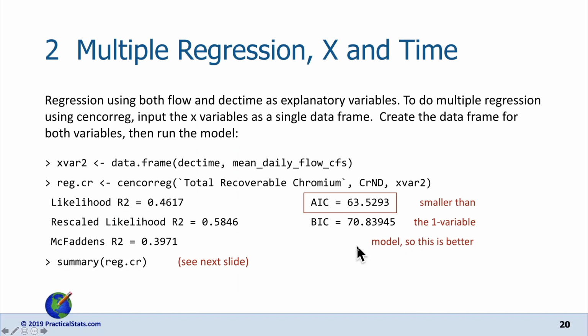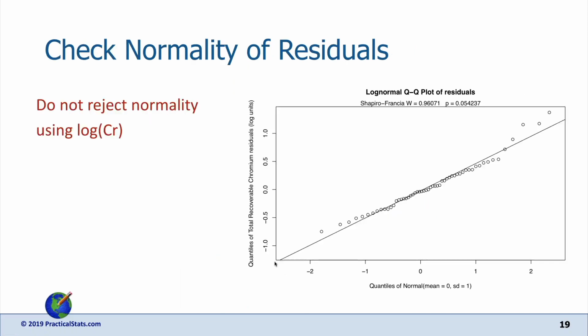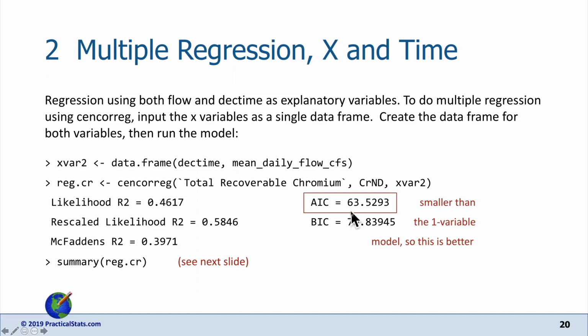Okay, so that's the individual one. How about if we bring in another X variable that's not time, you put that into what's called a data frame, which just means you've got a name to it that is for 2 columns of data together. So decimal time and the mean daily flow. And so put those in as 2 X variables, you get back an AIC of 63.5. It was, what was it, 90 something before? Yeah, 96.